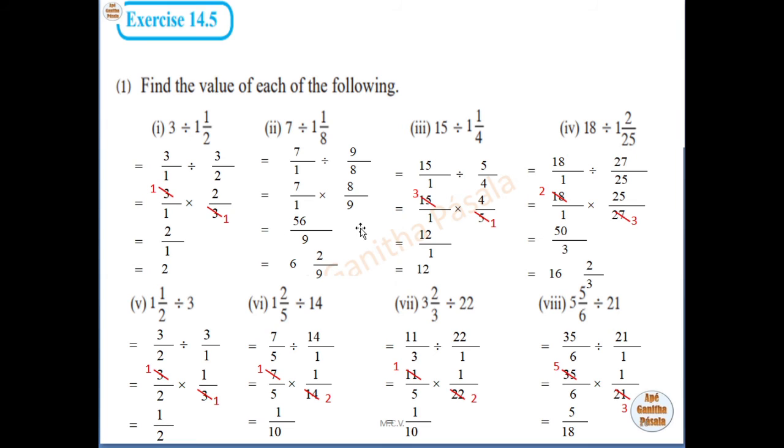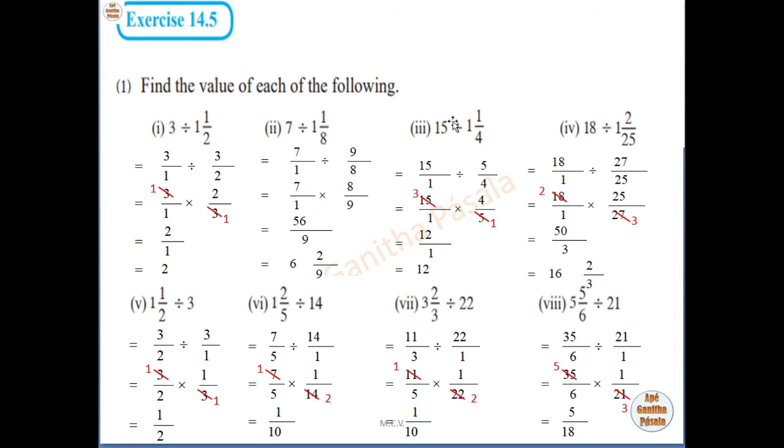Then multiply 7 into 8, 56. 1 into 9, 9. 56, how many 9s for 56? 9 into 6, 54. So you can take 6 here, and 54. Then here the number is 56. Remainder 2. 6 and 2 over 9.